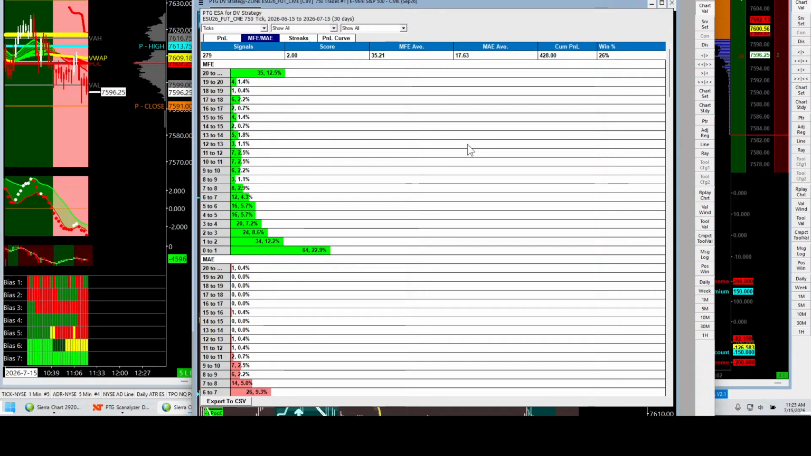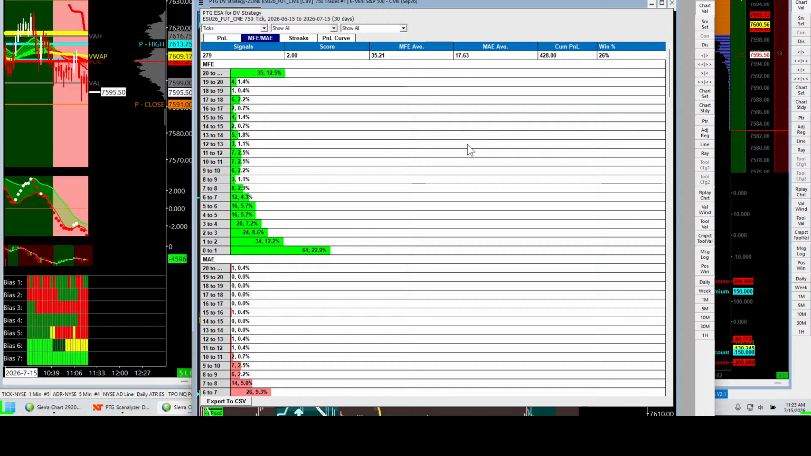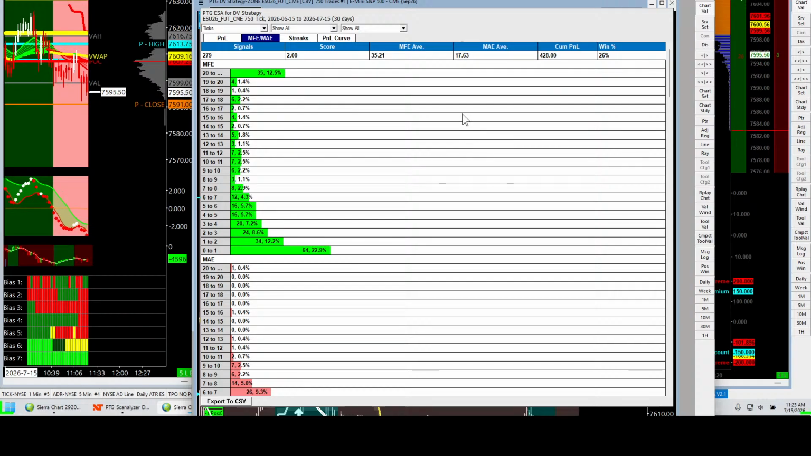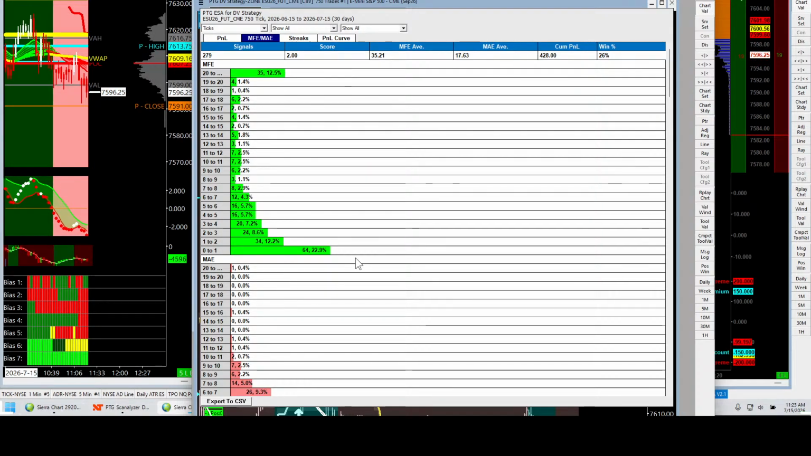That being said, this is a starting point. This isn't the end point. This is a starting point for anybody doing research on whatever they're looking to identify. But this is a very good starting point to say, well, do you know where you should put your stop?